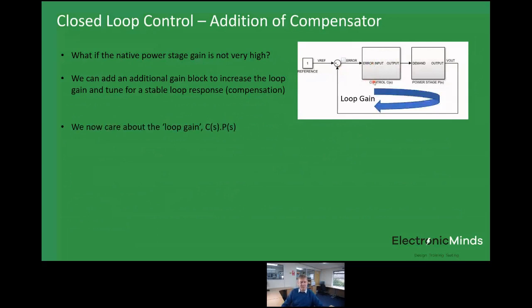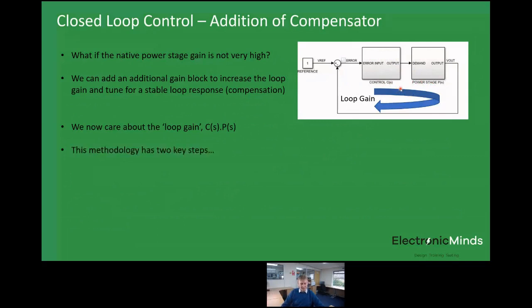Now, in terms of stability, we need to look at the product of the control and the power stage. So the loop gain now is not just the power stage, it's the product of the control, C of S, times P of S. And we have to apply those stability criteria to that overall loop gain now.